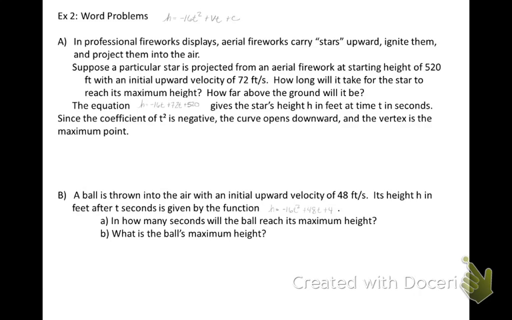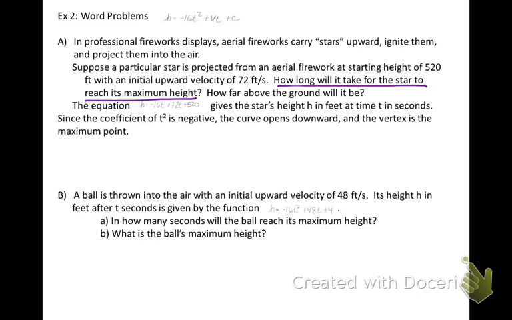So, A. In professional fireworks displays, aerial fireworks carry stars upward, ignite them, and project them into the air. Suppose a particular star is projected from an aerial firework at a starting height of 520 feet with an initial upward velocity of 72 feet per second. How long will it take for the star to reach its maximum height? So we're going to find out how long it takes first.